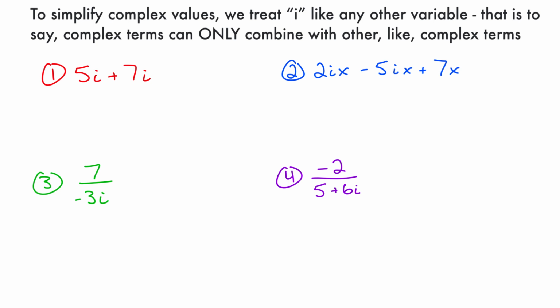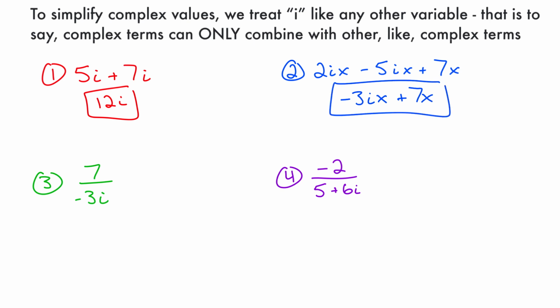For i's, we treat them like variables. That means if you have two terms being added or subtracted to one another, you can only combine them through subtraction and addition if they have i. So for problem 1, I have a 5i plus 7i. 5 plus 7 is 12, so this is 12i. No big deal. Problem 2, I have a 2ix. This will only combine together with something that has an i and an x. This has an ix, so these two can combine together. But the third term only has an x, so it will remain by itself when I add the first two terms together. So I'll get negative 3ix plus 7x as my final answer.